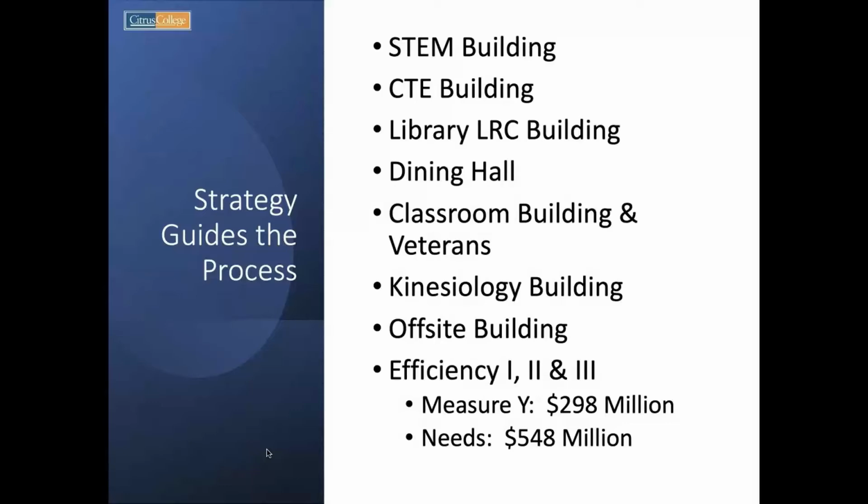So when you look at the total tally, we have $548 million worth of need. Measure Y supplies 298. The offsite building and the other 6 major buildings account for a little over $300 million of that. So thinking about how we are going to get all of these projects out there, how are they going to be prioritized, how is it going to go through the shared governance process, how are we going to decide which one's in and which one's out? That is something that is very difficult to do.